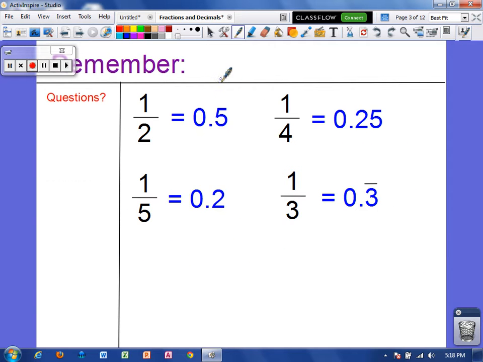Alright, remember, these are fractions and decimals that you should have memorized, okay? So 1/2, that's the same as 0.5, 1/4 equals 0.25, and 1/5 equals 0.2. 1/3, that one's a little different because it's actually a repeating decimal. It's going to keep going forever, so just keep that in mind. 1/3 is a repeating 0.3.